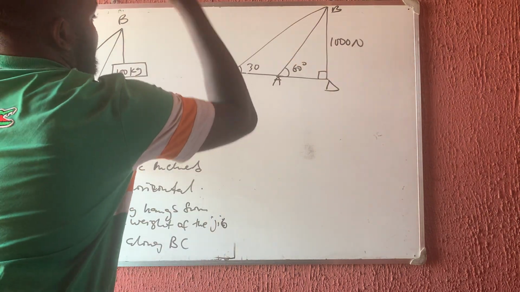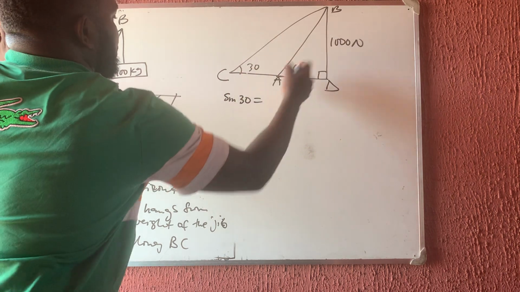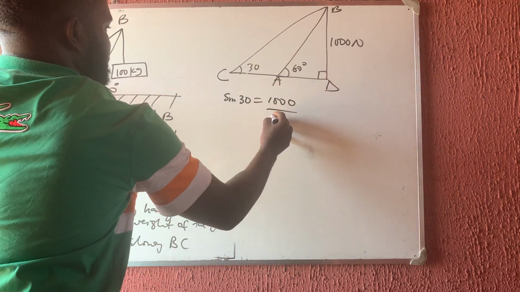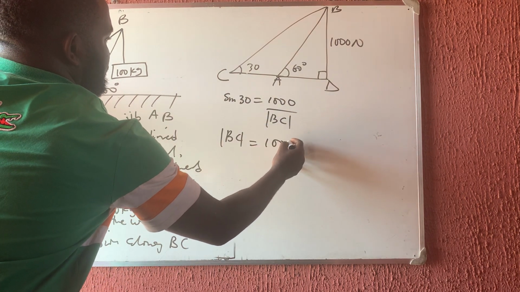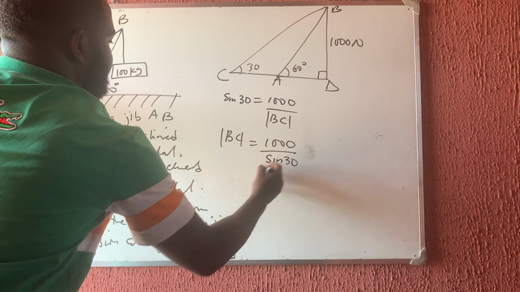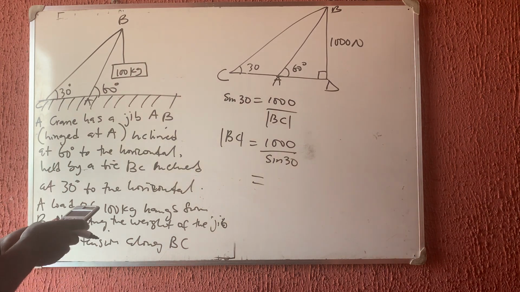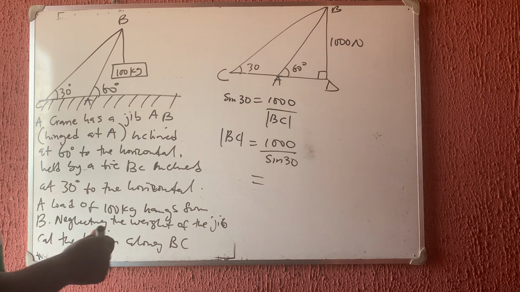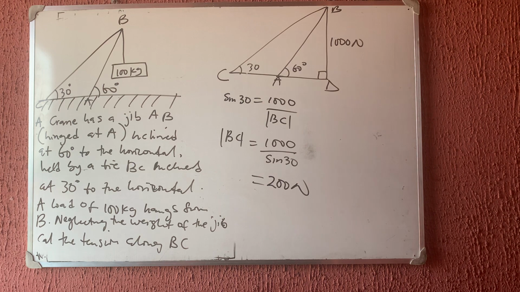This is opposite over hypotenuse. If I say sine 30 is equal to opposite, 1000, divided by hypotenuse BC. We now have that BC will be 1000 divided by sine 30. That is 2000. So 2000 Newton. So that is the tension there. It's very, very simple to calculate.